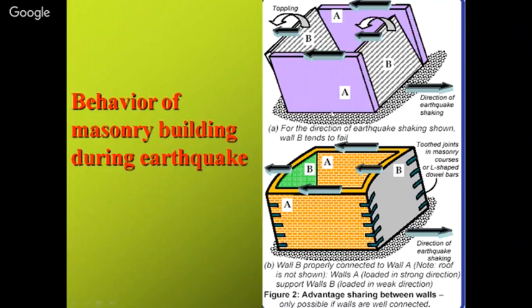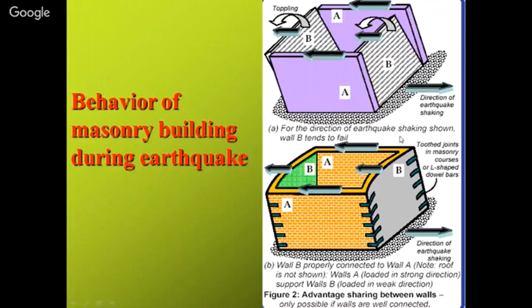Now, if you have joined these walls well, by providing through stones at different intervals, this kind of arrangement is there. Now see here, if this wall is under in plane action of force and this wall is weak, this wall is supported by the other wall because of this joining. It will not separate out, and it will behave as one unit.